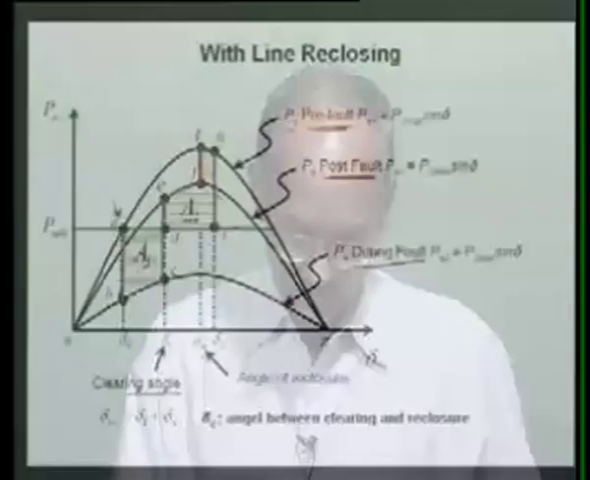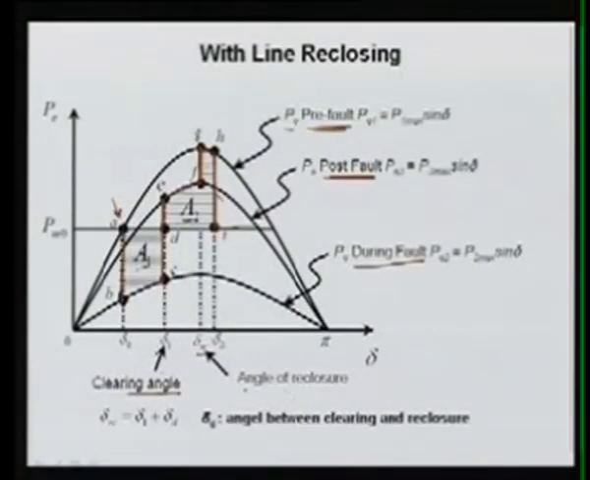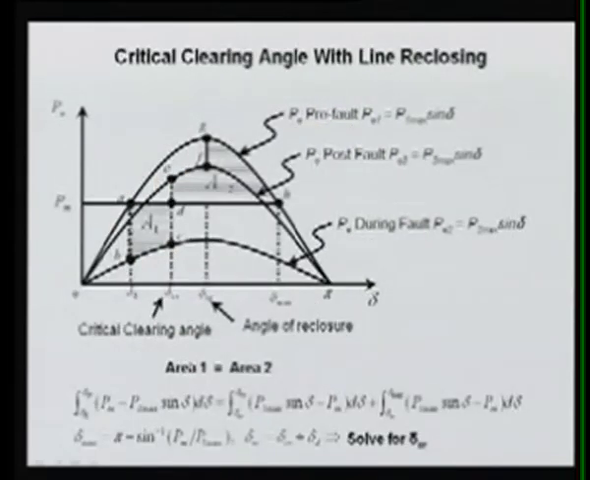This delta RC is called the angle of reclosure, and this delta D is the angle between clearing and reclosure. This angle we can determine, and we can know that it is cleared at this point, and then we can see what should be the critical clearing time in this case. We can again similarly determine what the critical clearing time should be here, delta CR.